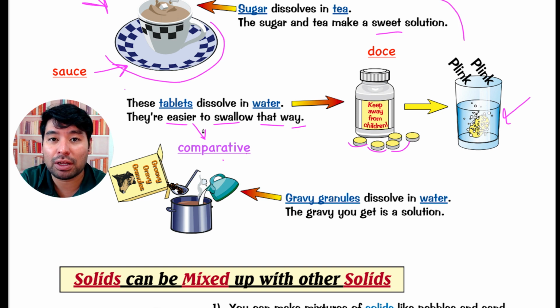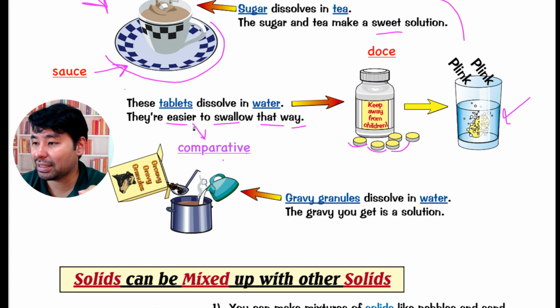Não vai dissolver, né? Assim em seguida, right? So in that case we say that sugar is easier than, é mais fácil. Então easier means mais fácil do que, ok? Por isso que ele tem esse erzinho no final aqui, comparative.